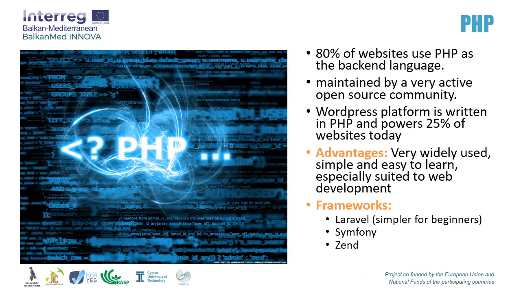PHP is by far the most used server-side language. 80% of websites use PHP as the backend language. PHP is maintained by a very active open-source community. The reason is that it was the first programming language that was designed for the web. It is used for the WordPress platform, which powers 25% of websites today, including most popular blogs and news sites.